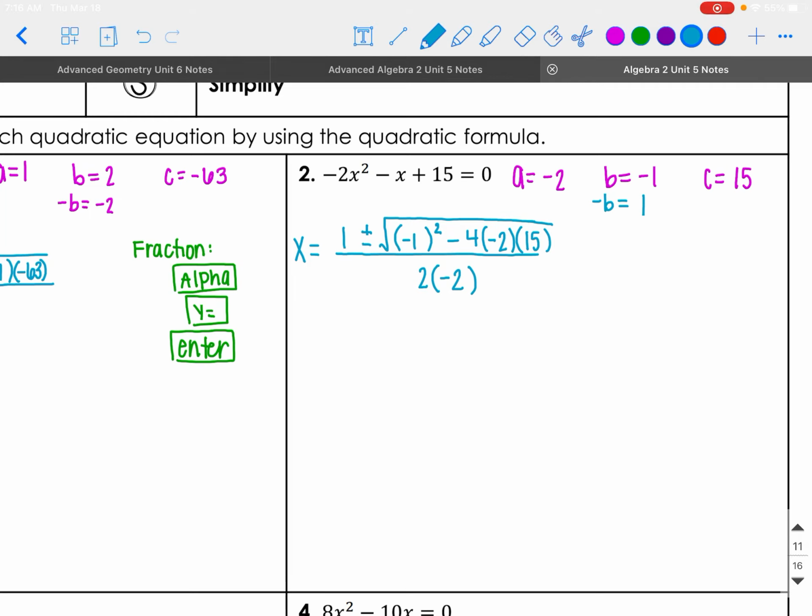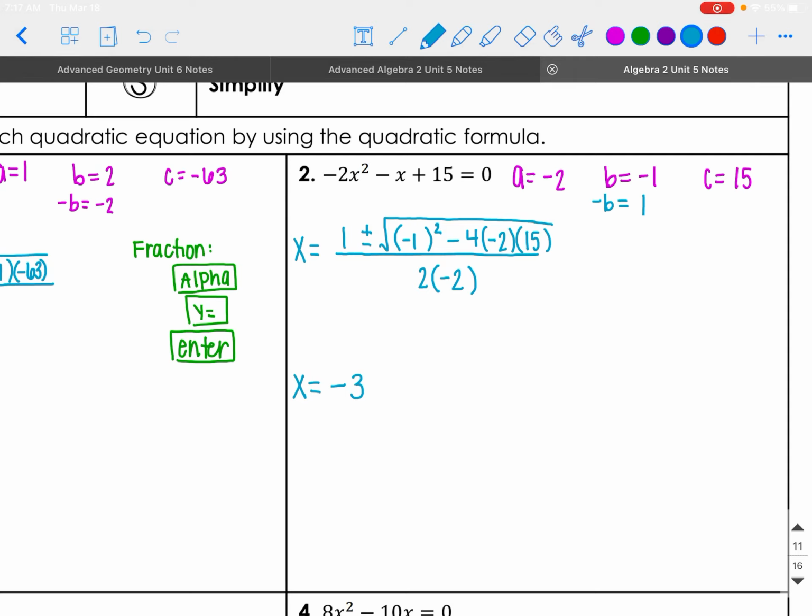So go to your calculator, alpha y equals, and hit enter. And we'll type that in. 1 plus the square root. Now in parentheses, we have to type -1. See, that squared is outside of the parentheses. Minus 4 times -2 times 15. And then all that's over 2 times -2. And we get -3.